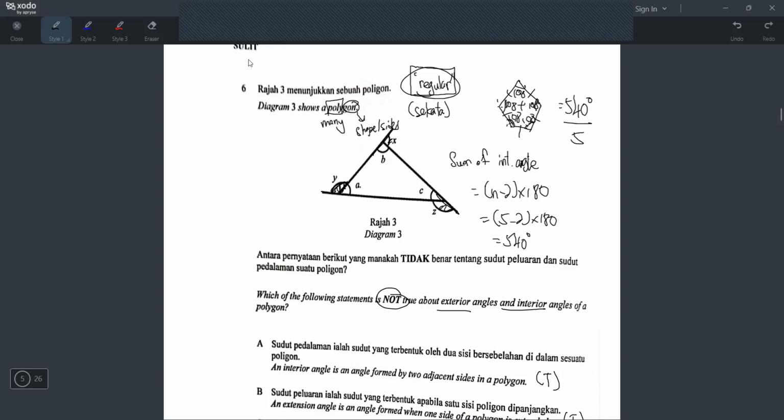If they mentioned the word regular, it means all the angles are the same. That's why you can divide by 5 equally. Right? Okay, let's talk about exterior angle now. So I'm going to erase all this. Okay, let's talk about exterior angle.